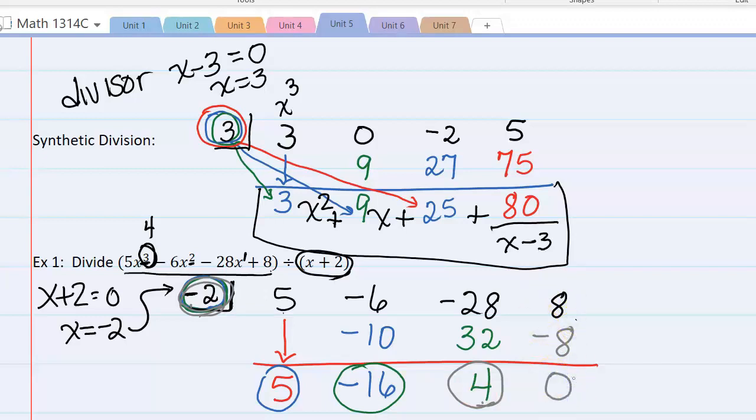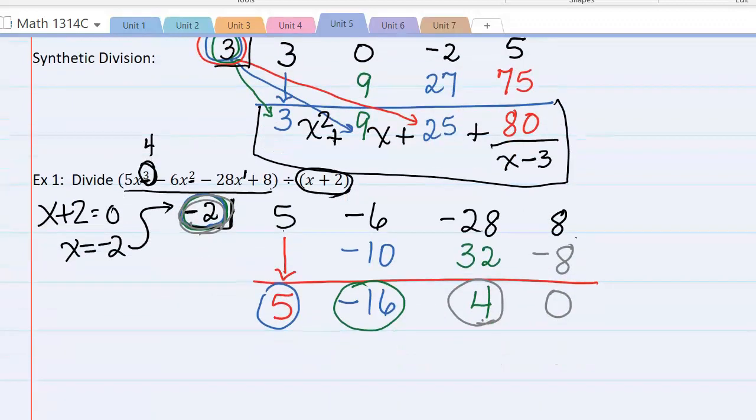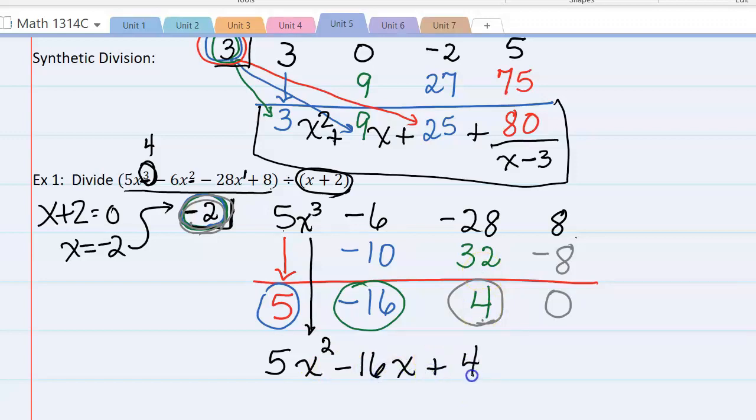So the answer for this particular division is going to be 5x squared. Remember, this was x to the 3rd, so this one will go down by 1 and it'll be x squared. Minus 16x plus 4. And I don't have a remainder, so we don't have to write that part, but I'm going to just show you. We would have written, if this had been a number other than 0, I would put that number and then I would put my divisor of x plus 2.